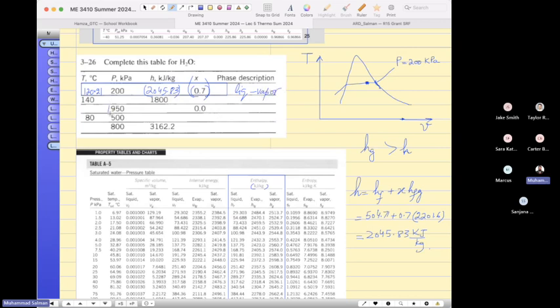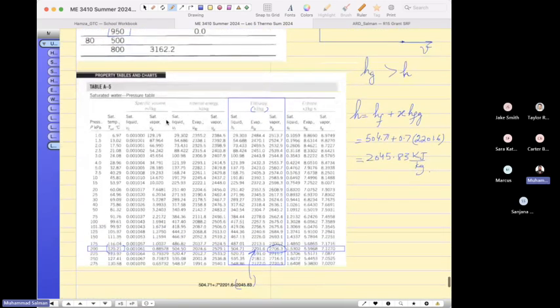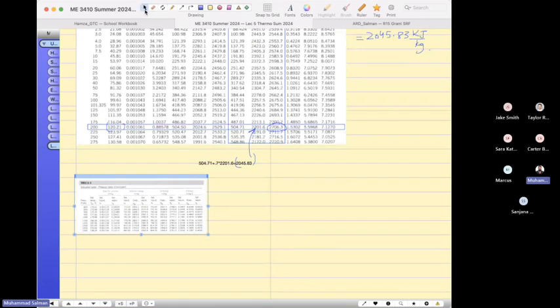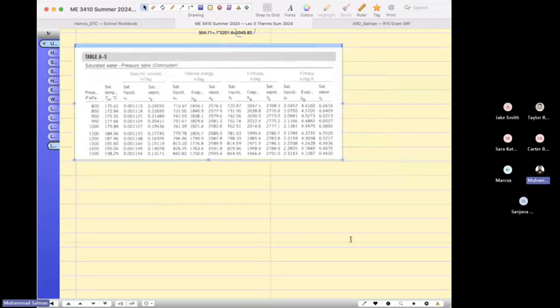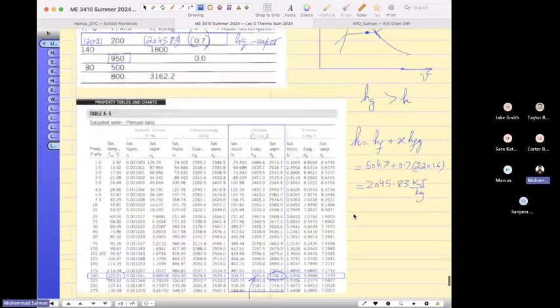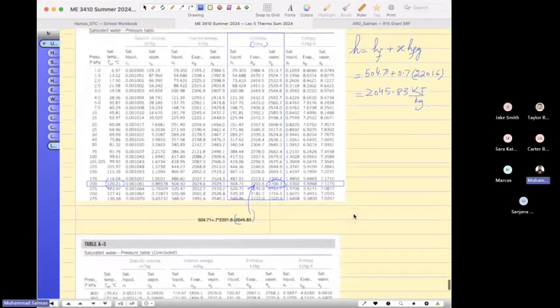Now let's consider this one, 950. I'm going to draw a line. Oh, 950 is not in this table, so I have to cut and paste another one. Let's do another cut and paste from the table which includes the pressure at 950. Now you will help your professor at 950. I'm going to draw the rectangle around the 950. This is the value. What is the saturation temperature at 950?